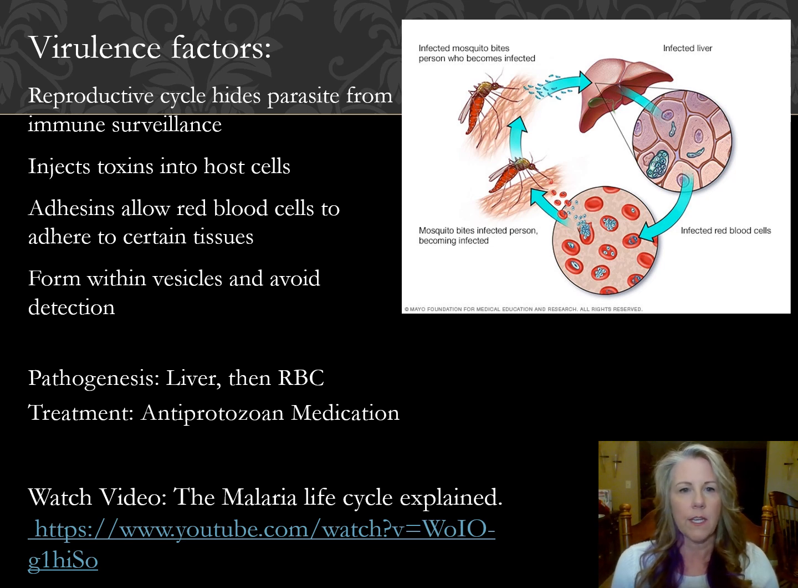So how is this treated? It can be treated with medication, but some species can lie dormant in the liver and reactivate years later. About 300 million people, let me say that again, 300 million people a year are infected with this type of parasite. It's pretty significant. Now there are treatments. You can take anti-protozoan medication. I do have a video for you to watch, so I would like you to click on the link at the bottom of the slide and watch that video. It's a good animation to bring together what I said in the slides.